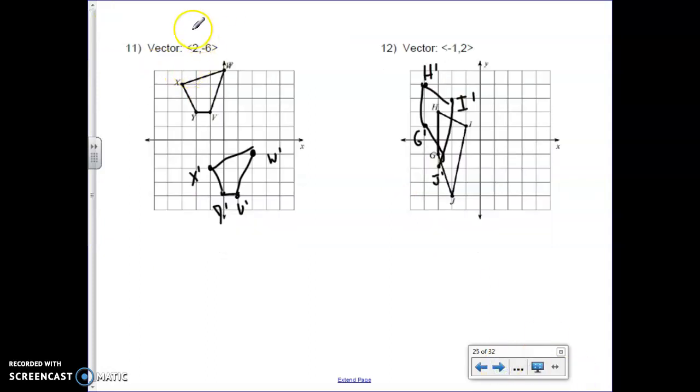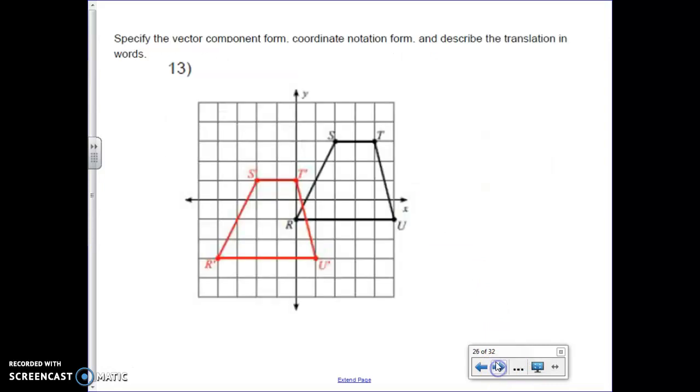So in this case, you're moving to the right 2, down 6, right 2, down 6, right 2, down 6, right 2, down 6. In this one, I'm moving to the left 1, up 2, left 1, up 2, left 1, up 2. Okay? So I want to identify what a potential transformation is. I want to describe it in vector component form and also in words.